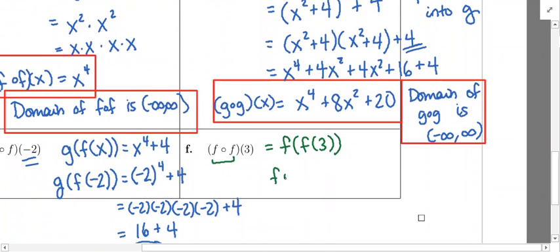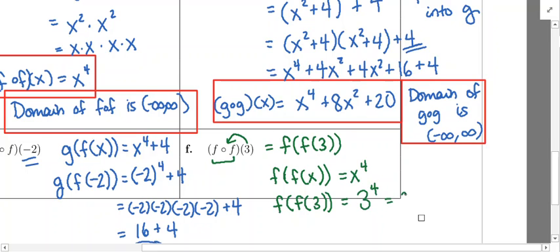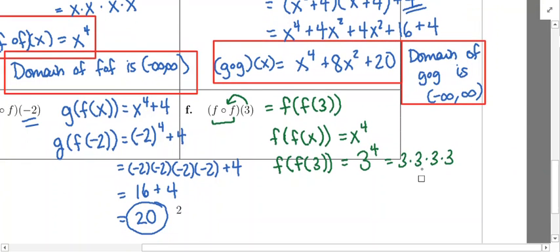So we know that f of f of x is x to the fourth. If we want to find f of f of 3, we just need to plug 3 into the function f of f. So this is going to be 3 to the fourth. This is going to be 3 times 3 times 3 times 3. So that's going to give us what? 3 times 3 is 9, times 3 is 27, times 3 is 81.